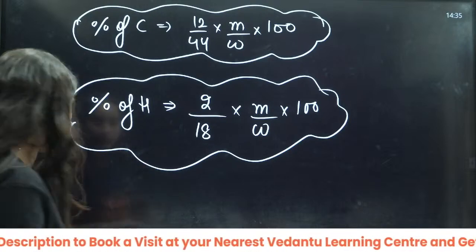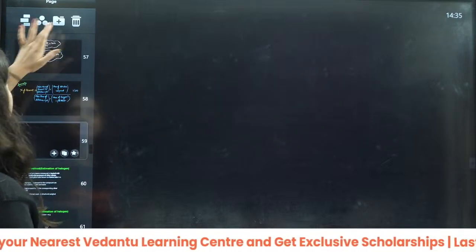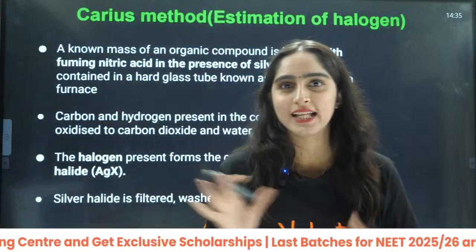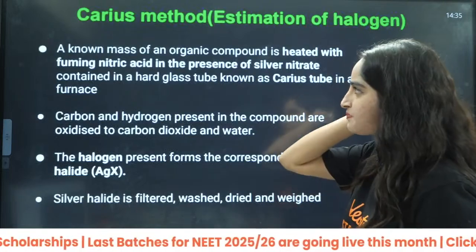Next method is the same, just the name is different. The name is Carius method. Now Carius method is caring, very caring. That is why you don't have to do anything here, right? Very caring compound, very caring method, right?